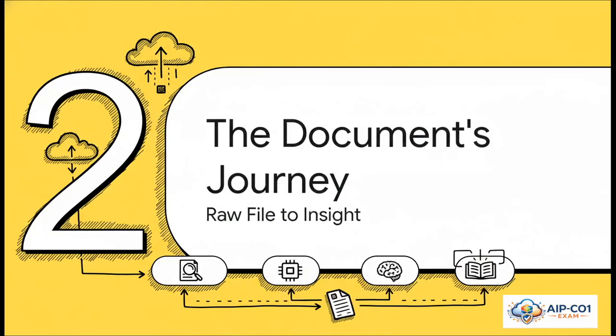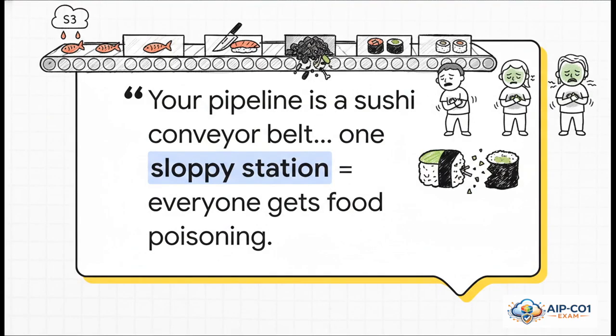Okay, so to really bring this indexing pipeline to life, we're going to follow a single document on its journey. We'll watch it go from just a raw file upload all the way to becoming a searchable piece of knowledge in our system. And to make this whole thing a bit more memorable, let's use an analogy I really like. Your pipeline is a sushi conveyor belt. S3 is where the raw fish, your documents, get dropped on. Each step in the process is a station that preps it. And if even one of those stations is sloppy, well, the result is digital food poisoning for your users.